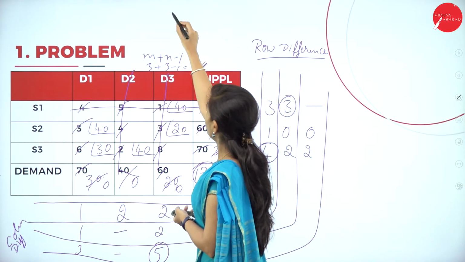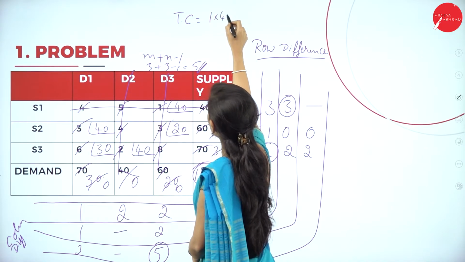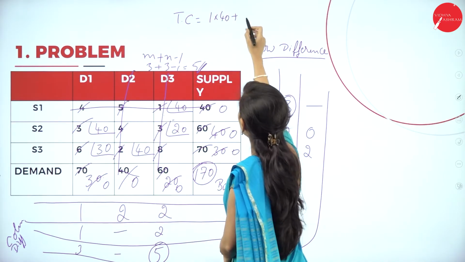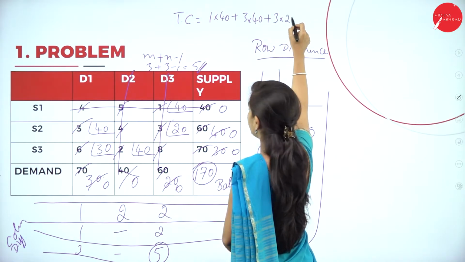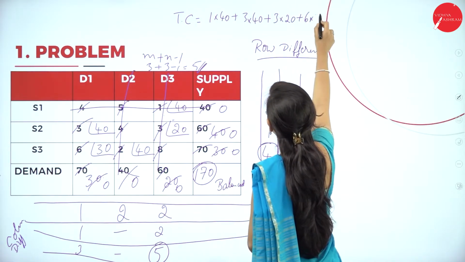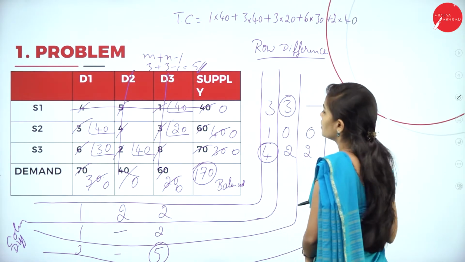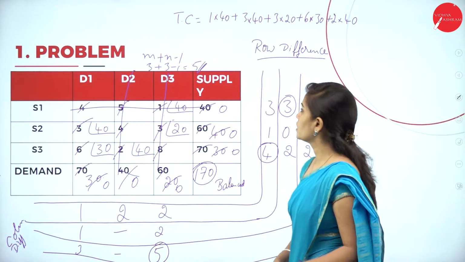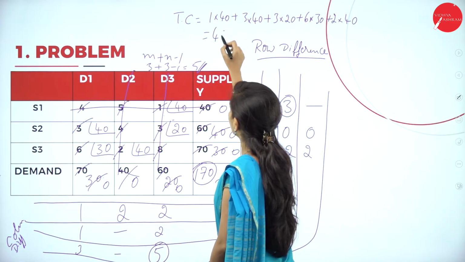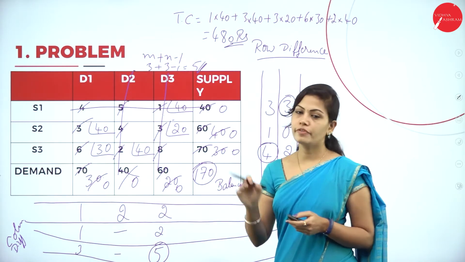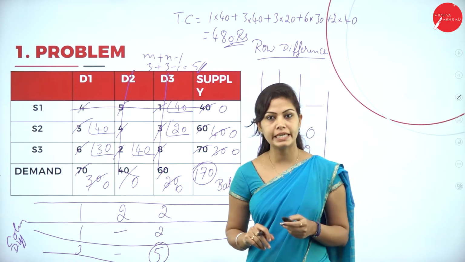So now you can find the transportation cost. So 1 into 40 plus 3 into 40 plus 3 into 20 plus 6 into 30 plus 2 into 40. So what is the transportation cost? Your total transportation cost is 480 rupees. This is your BAM method called Vogel's approximation. It is also called as penalty method.